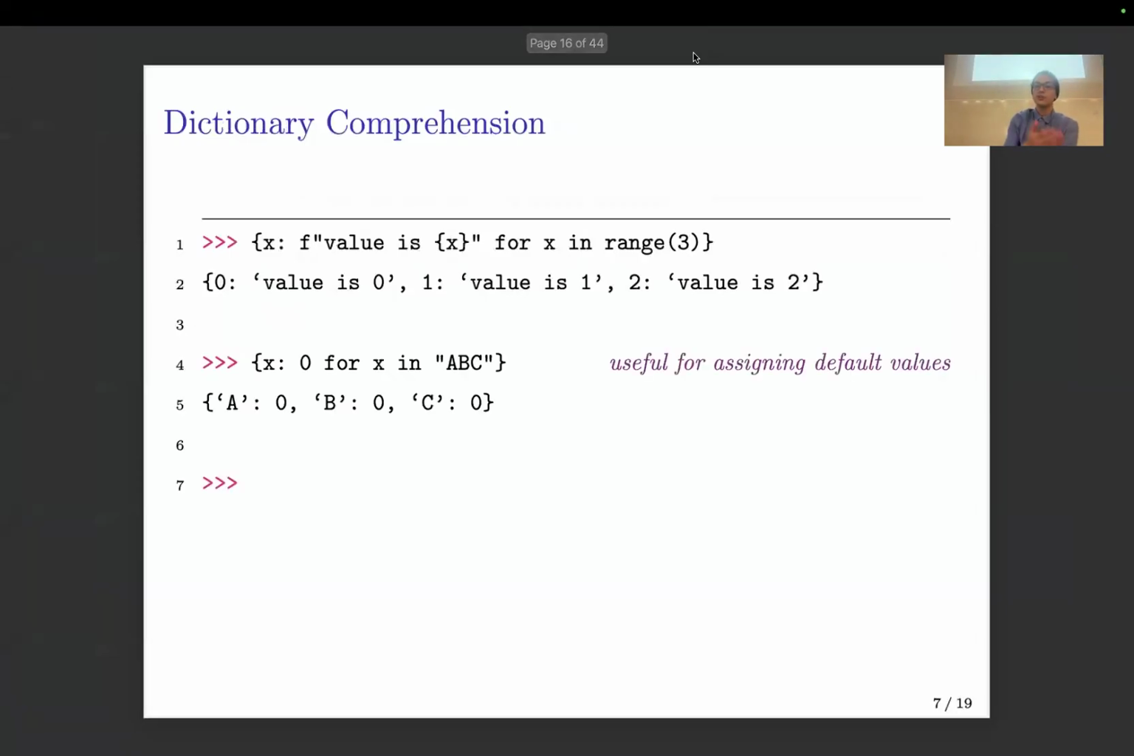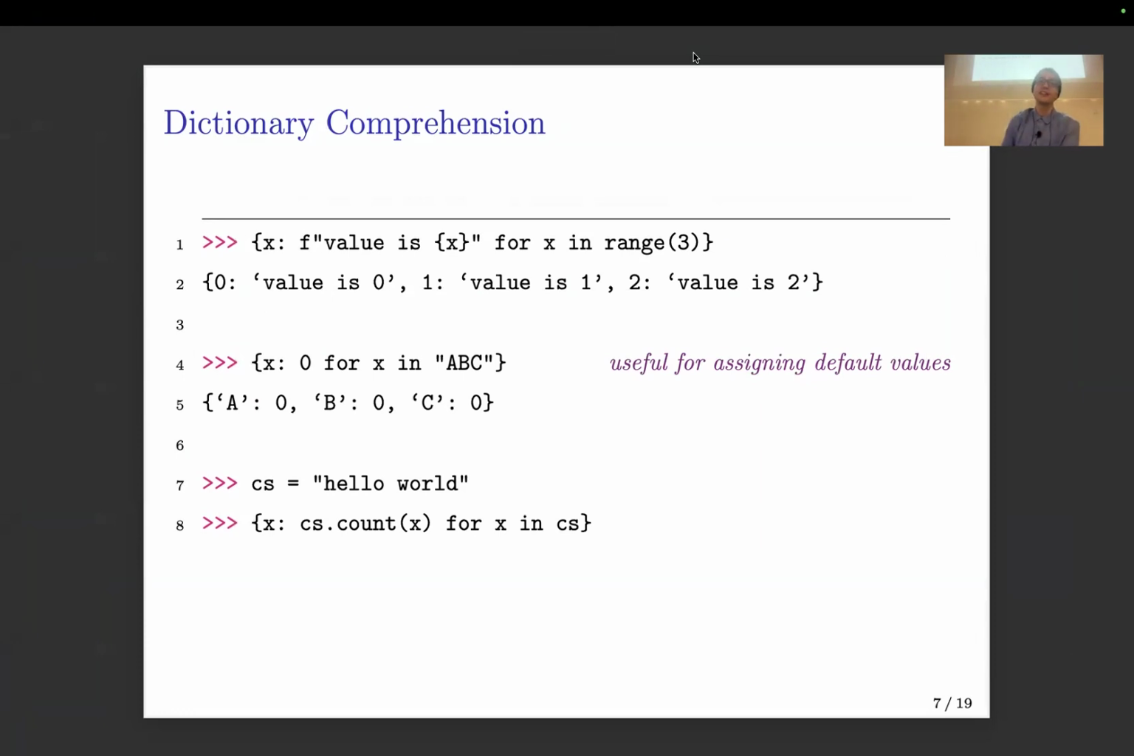Okay, so there you go. x goes to 0 for x in A, B, and C. As I said, very useful for defining default values. I can say C is equal to "hello world". And here's the one-line solution for the character frequency problem.